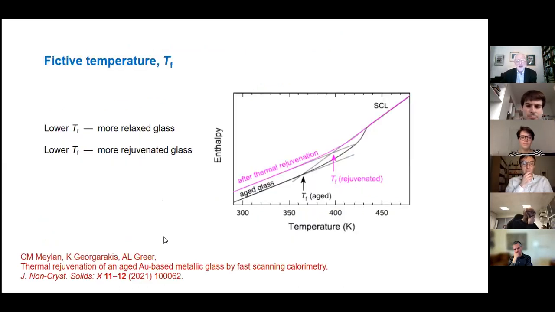Probably I don't really need to introduce fictive temperature, but basically you could have a glassy state that you make by quenching. You could anneal it, you go to a lower energy, you then extrapolate where you cross the liquid line, you have your TF. You could go in the other direction, so you could have a lower TF or a higher TF. You would use the fictive temperature as a way of describing your degree of relaxation.